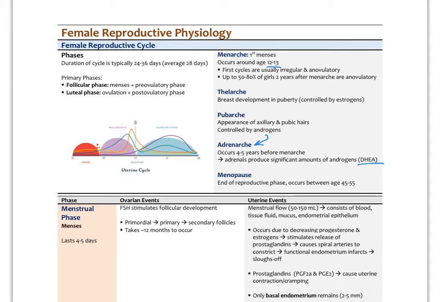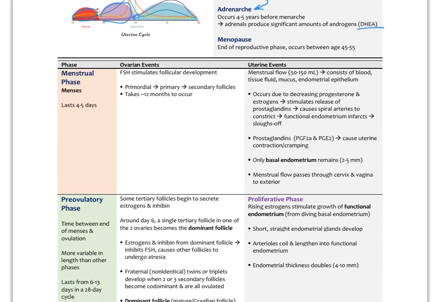So again, there are two phases. There's the follicular phase, which includes menses and the pre-ovulatory phase, and then the luteal phase, which includes ovulation itself, and then the post-ovulatory phase. So let's go through each of these and look in detail at what happens. So in the menstrual phase, this is menses. This starts at day 0 of the reproductive cycle, and it lasts on average between 4 and 5 days.